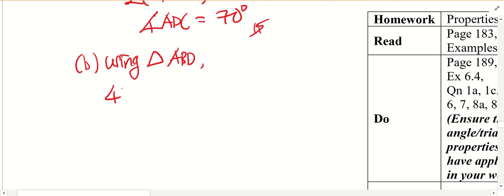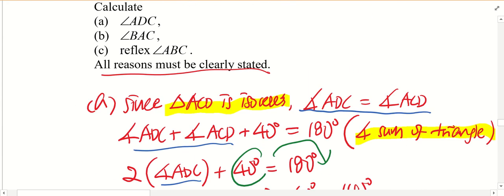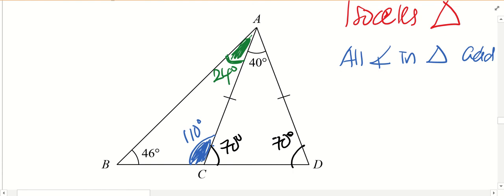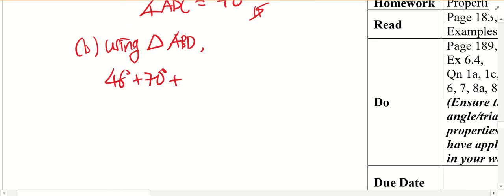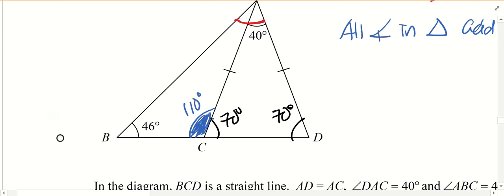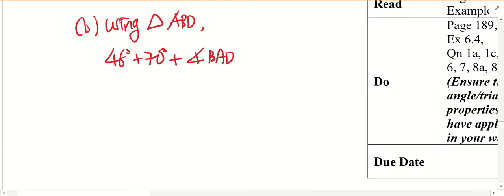46 degrees plus 70 degrees plus the angle at the top. Remember, we didn't have the information of 24, so I don't know what that is. We're not supposed to know before we even do the question. So I will just label this big angle over here, the red color one, BAD. So 40 plus 70 plus angle BAD, no pun intended, equals 180.